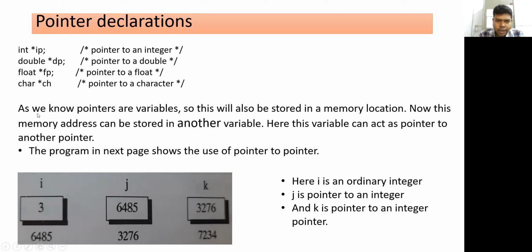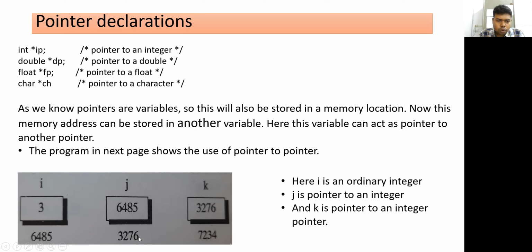The next thing is that, as we know, pointers are variables, so a pointer will also be stored in some memory location. This memory address can be stored in another variable. Pointers are also variables, and as variables, they can be stored in some memory location. In this case, if j is a pointer to the integer I, what is the value of j? The value of j is 6485, and it is stored in some memory location, 3276.